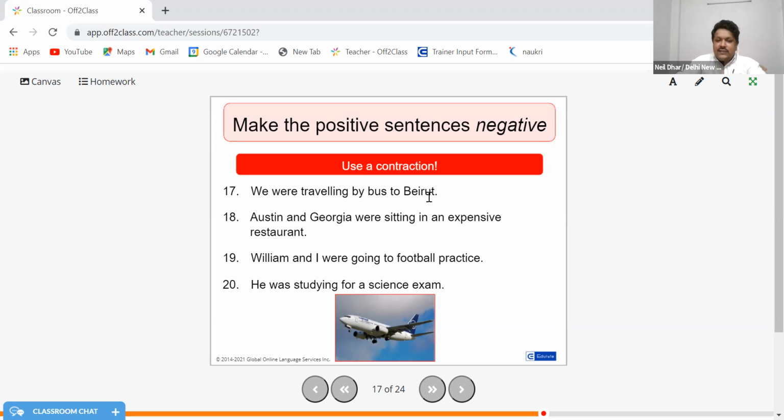Okay. Just a quick tip here. Whenever we talk about a third person or a second person and also talk about yourself, let's say my friend's name is John and I say, John and me are going to the movie. So that is incorrect. Whenever you're referring to yourself, you use I, as in this example: William and I were going to football practice. Next one. He was studying for a science exam. He wasn't studying for a science exam.